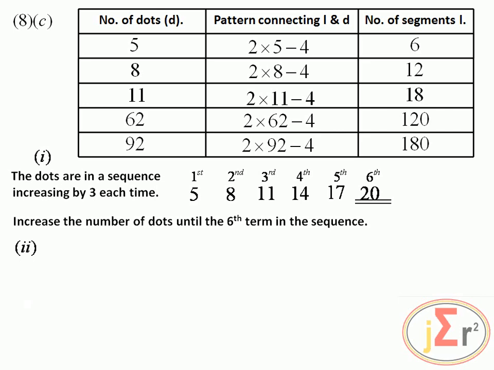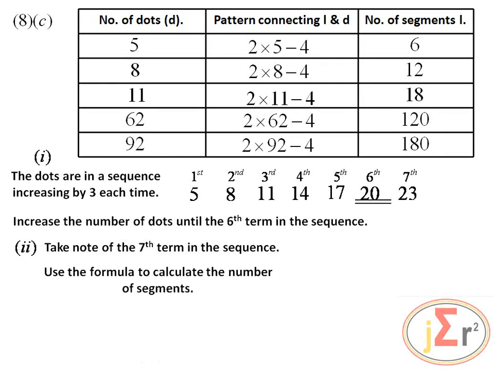How many segments are in the 7th diagram of the sequence? So take note of the 7th term in the sequence. Right. So we have the number of dots will be, for the 7th, will be 23. And we know the number of segments will be what? 2 times the number of dots minus 4. So 2 times 23 minus 4. And that is equal to 42.